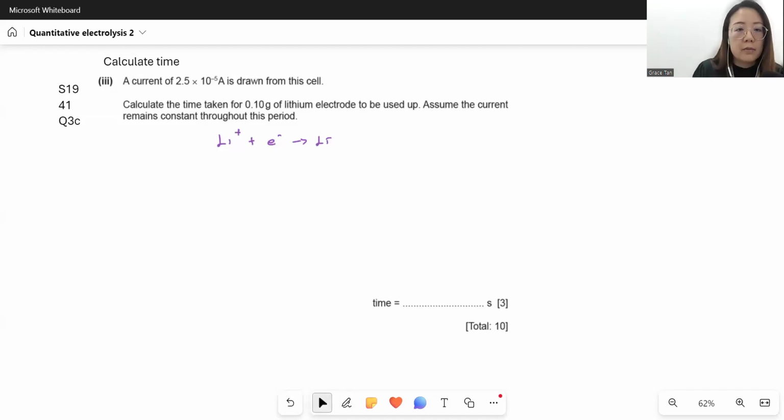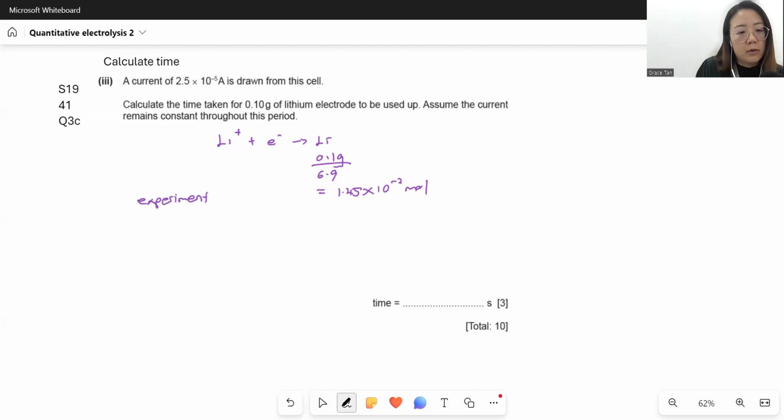And we calculate the number of moles being formed first: 0.1 gram divided by 6.9. The number of moles formed is 1.45 times 10 to the power negative 2. This is your experiment.